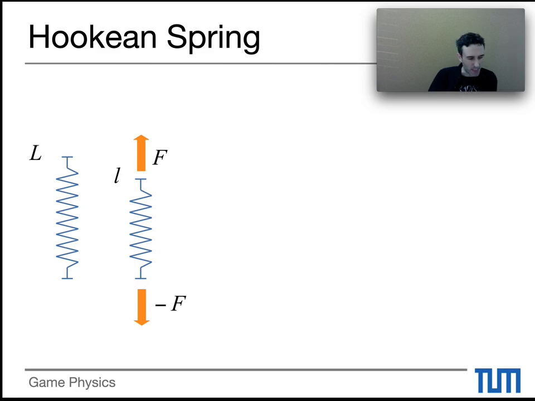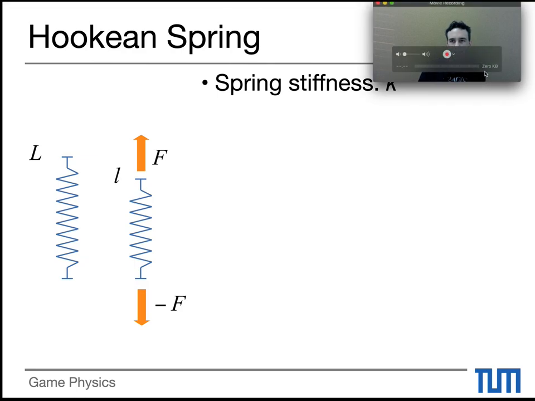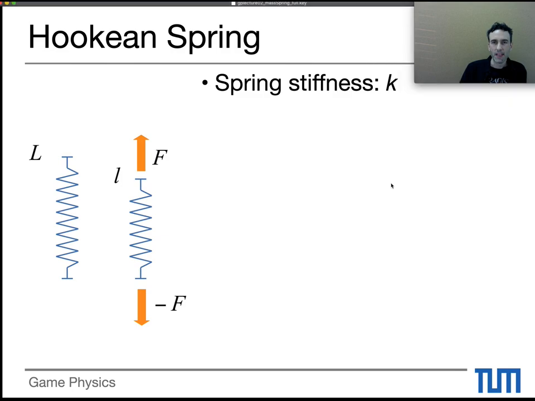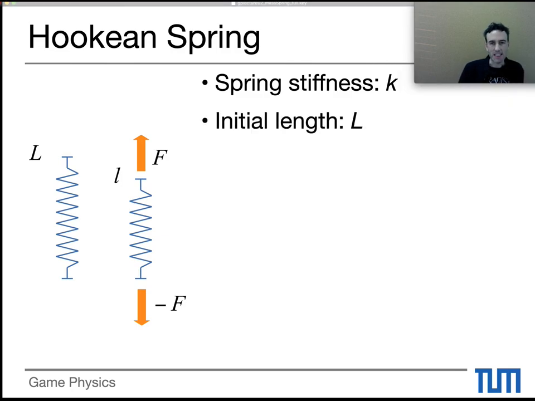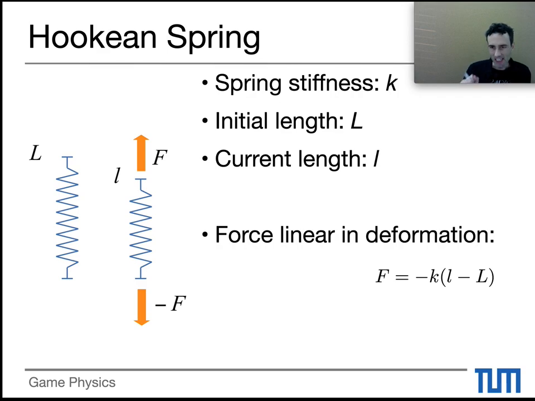Now we can formalize the aforementioned concept a bit more. So for a Hookean spring, we have a spring stiffness, typically denoted by K. In addition, we have the initial length, the rest length, if you want, capital L, the current length, lowercase l, and then we have this linear force.